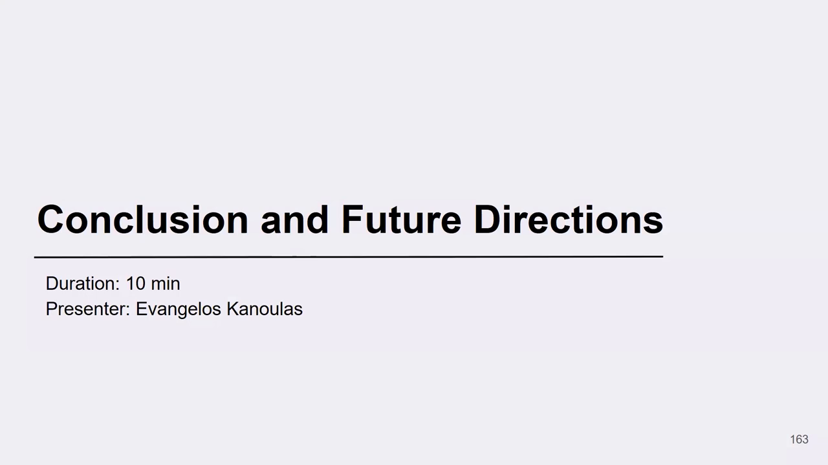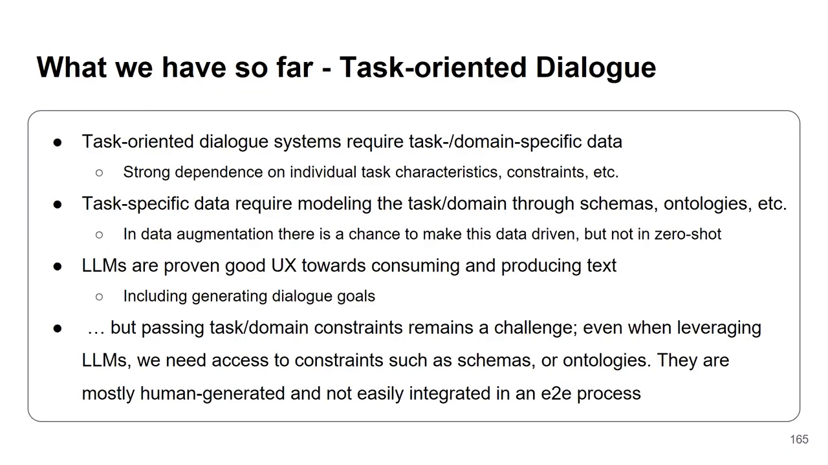Okay, so as we approach the end, let me just summarize what we have so far. What we have done is we've split the dialogue systems into three categories: the task-oriented, the information-seeking, and the open domain chatbots. And there is really a plethora of methods that have been proposed for generating data. So if we look at each one of the three types of systems, let's start with the task-oriented first.